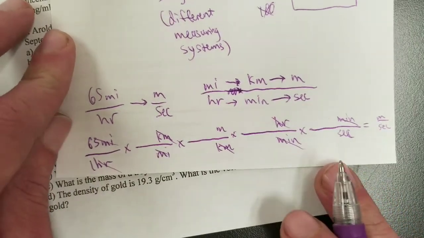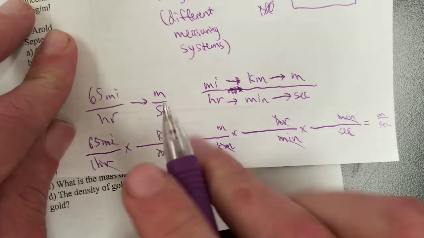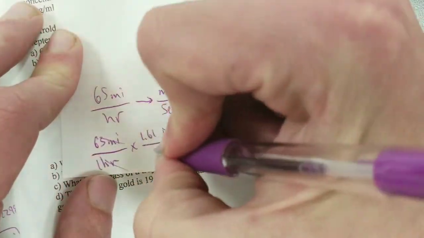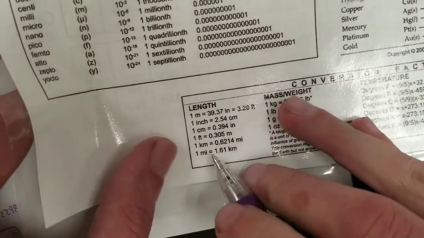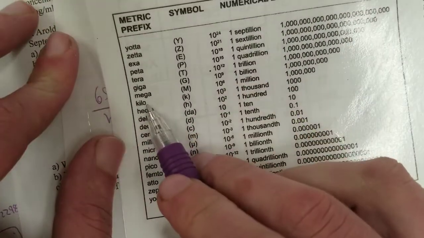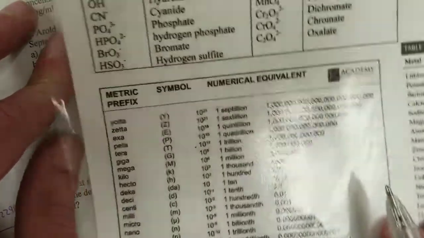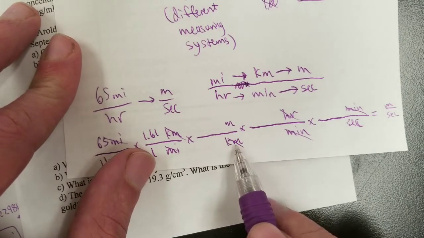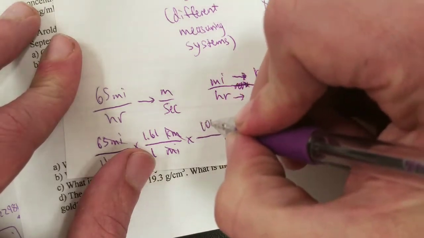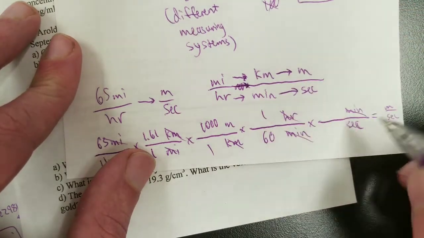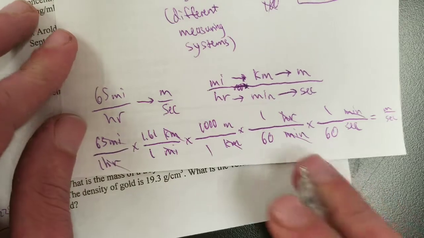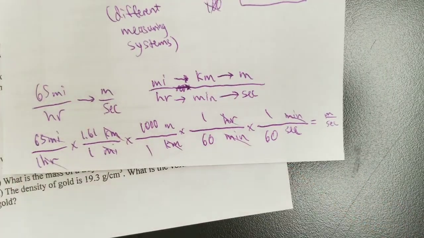Great. Now I can actually fill that in. How many kilometers per mile? Look it up on the reference chart: 1.61 kilometers per mile. From meters to kilometers, find that here. Kilo means 1,000. So the number 1,000 goes next to the small unit. 1,000 meters is big, so the big number goes next to the small unit. 1 hour is 60 minutes, and 1 minute is 60 seconds.